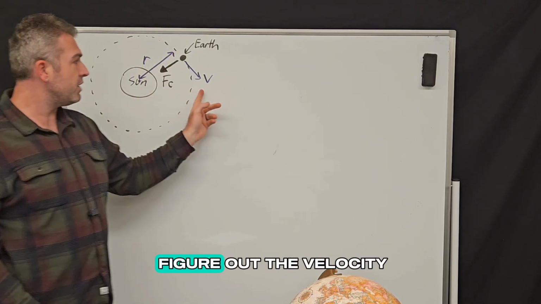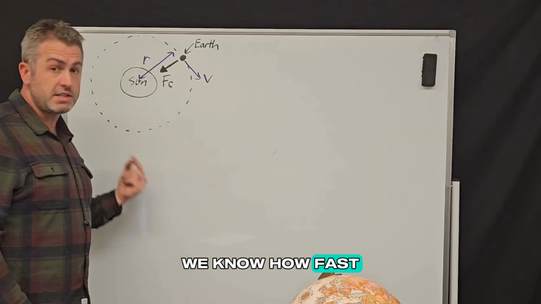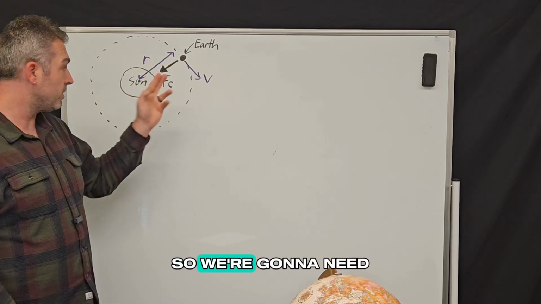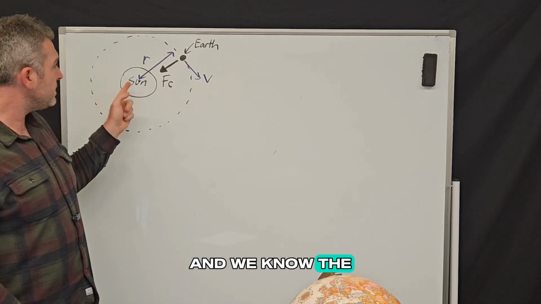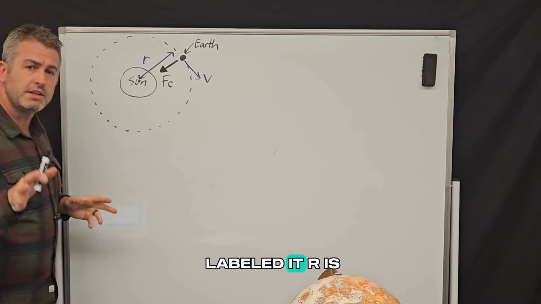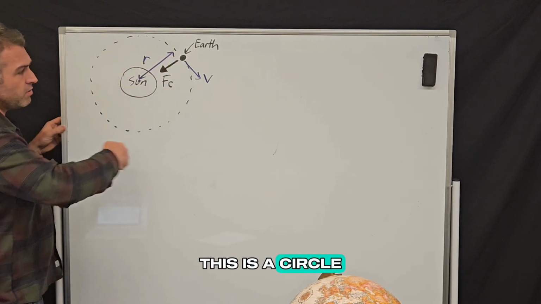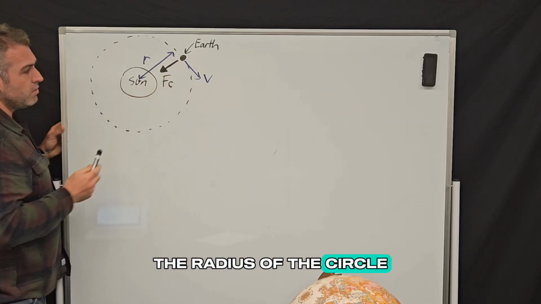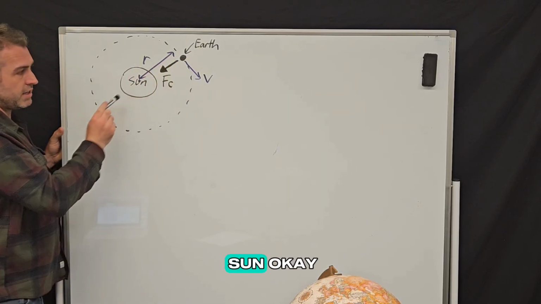But we already did figure out the velocity of Earth. We know how fast the Earth is traveling around the sun, so we're going to need that later. And we know the distance from the Earth to the sun, which I've labeled as r. And the reason I label it r is because, remember, this is a circle, and so the radius of the circle is the distance from the Earth to the sun, okay?